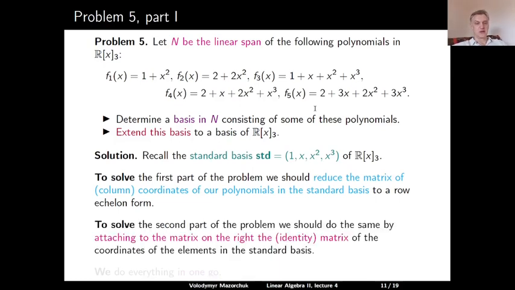And to solve the second part of the problem, we should at the same time add the elements from the standard basis additionally to our matrix, and then reduce everything to a row echelon form, and then look where the leading coefficients will be, and those vectors form a basis in the whole space. So again, we solve the whole problem in one go.